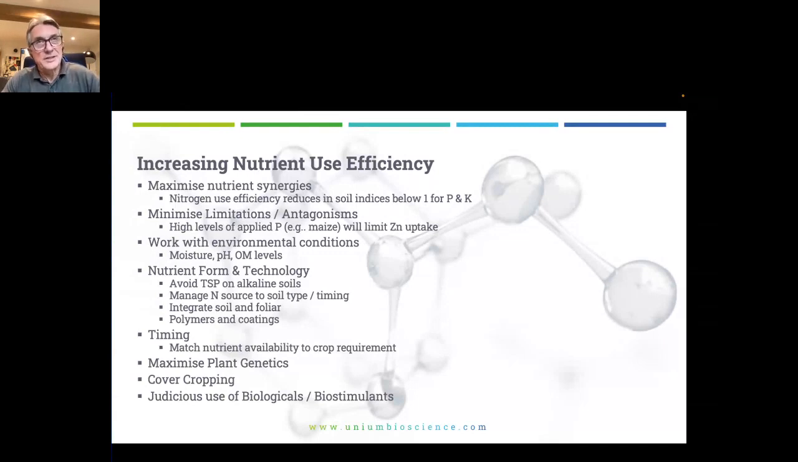Looking at plant genetics, are there variations between different crops? And even amongst varieties, and we heard some of that with Wilfred earlier, and you'll see some examples that maybe support that. Also, looking at the use of cover cropping. And then on top of that, to increase efficiency, is the judicious use, and I use that word carefully, of biologicals and biostimulants to maximize these efficiencies.